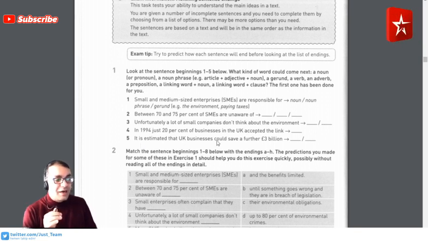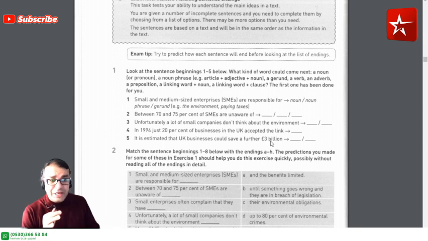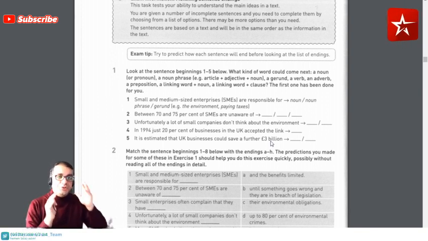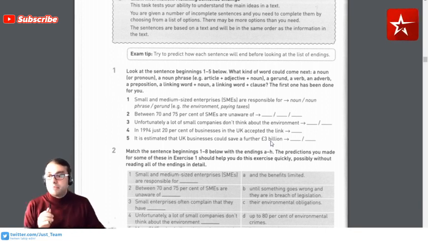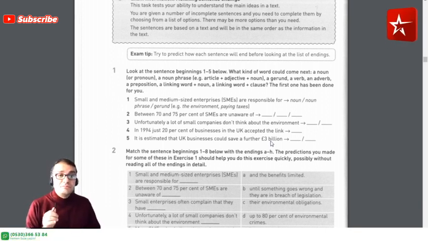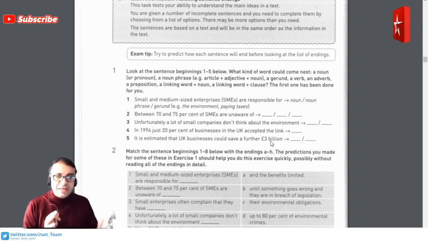It estimates that UK businesses could save a further 3 billion in cost, because the cost is the value. Yes? Possible to say 3 billion in investigation? Possible. But in cost is better. Okay? So this is how things work. You need to use your creative vocabs. Income? Possible. Depends on the sentence. Thank you.